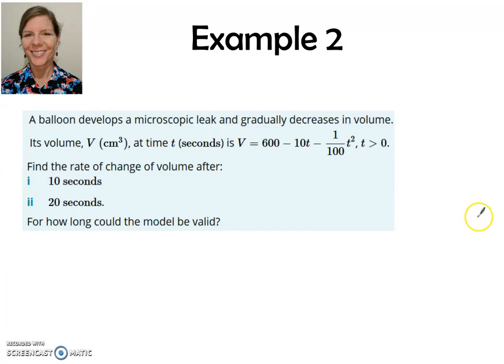What values can I expect out of it? When does it not make sense anymore? So typically we're talking about values that are positive or negative, but there are sometimes other restrictions. So we'll go through this and I'll show you what I mean.